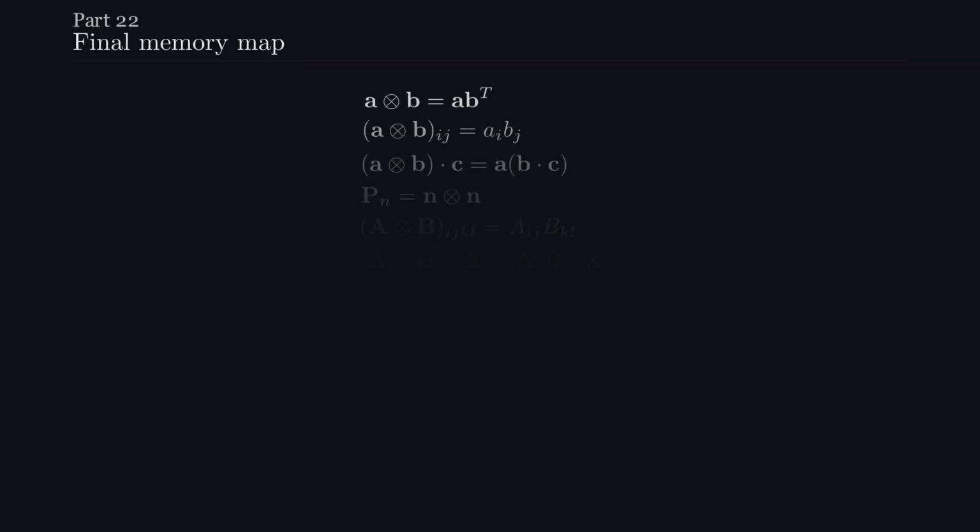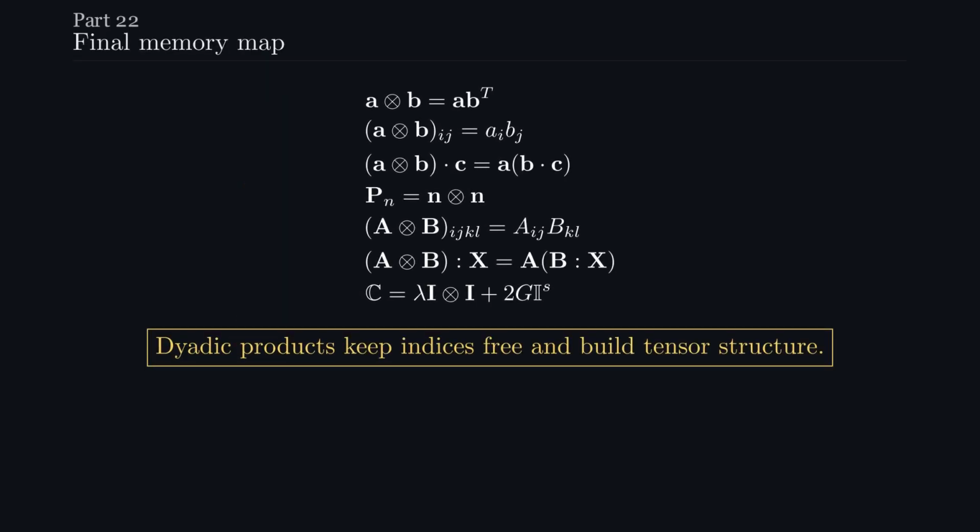The memory map is this. The vector dyadic product is A B transpose. Its components are a_i b_j. When it acts on a vector, it gives A times B dot C. The projector n tensor n is a central example in mechanics. The dyad of 2 second-order tensors is fourth order. In elasticity, the isotropic stiffness tensor is built from I tensor I and the symmetric fourth-order identity. The essential idea is that dyadic products keep indices free and build tensor structure.